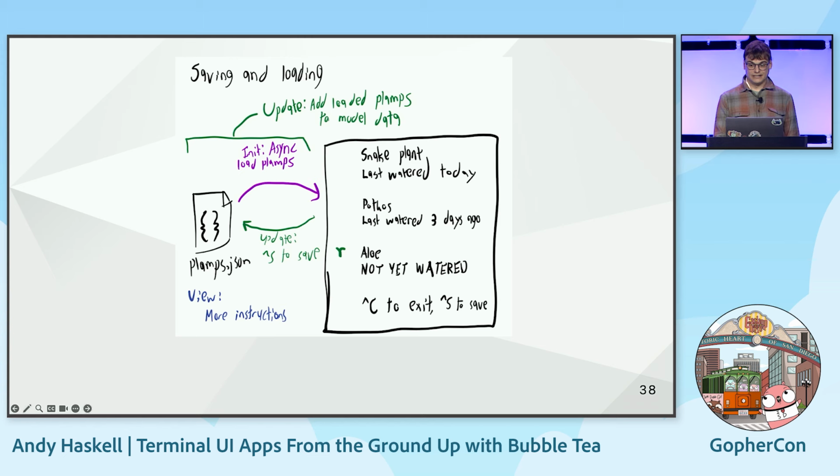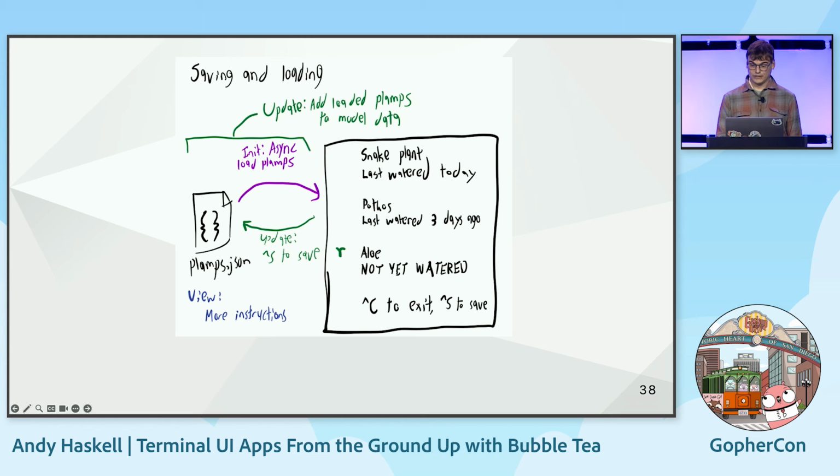In the update logic, we're going to handle a message type for that loaded data, and we're also going to handle saving our plant data with Control-S. And then in the view logic, we just add the instruction Control-S to save. And implementing this, we're going to take our first real look at the Bubble Tea command type.